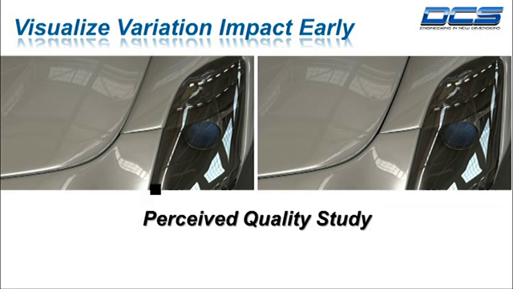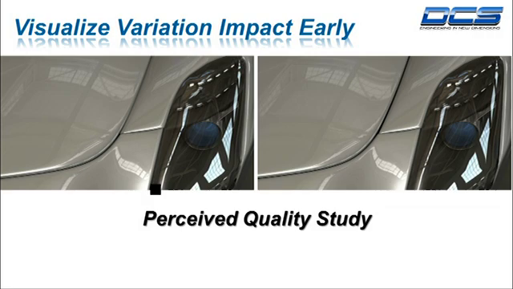I talked briefly when we were looking at the overall slide about the idea of perceived quality and the idea of visualizing variation early. Here is just one quick example of a front-end module on an automobile, and if you look at the image on the left, you see that the gap condition between the hood and the fender is very, very small, as opposed to the gap condition on the right, which is much larger.